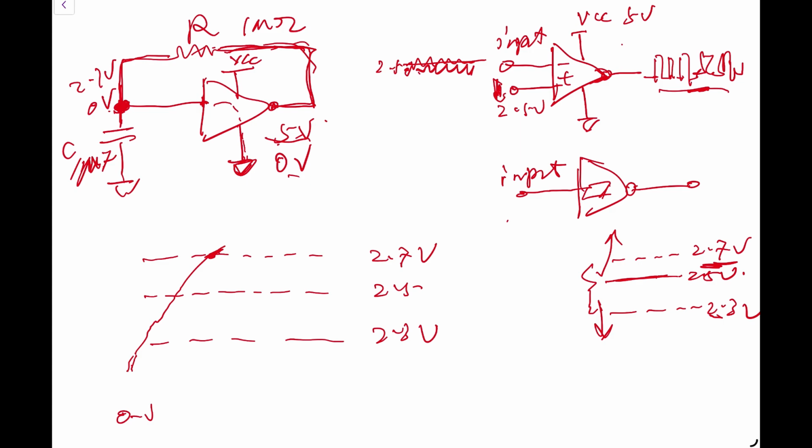Then you can start discharging. You slowly discharge until you reach 2.3 volts. Then your state flips again, from low to high. That means you're charging again, then discharging again. So then the cycle begins.